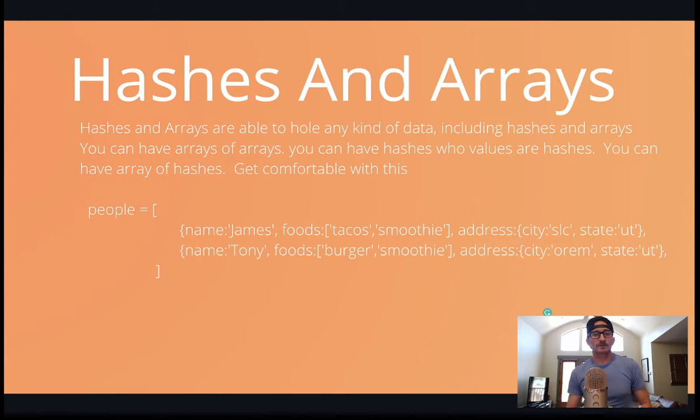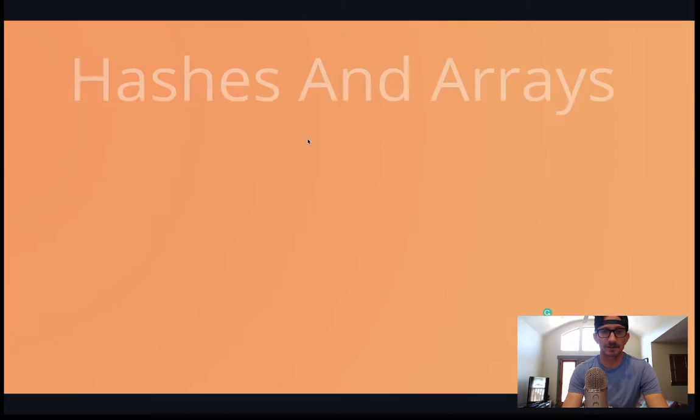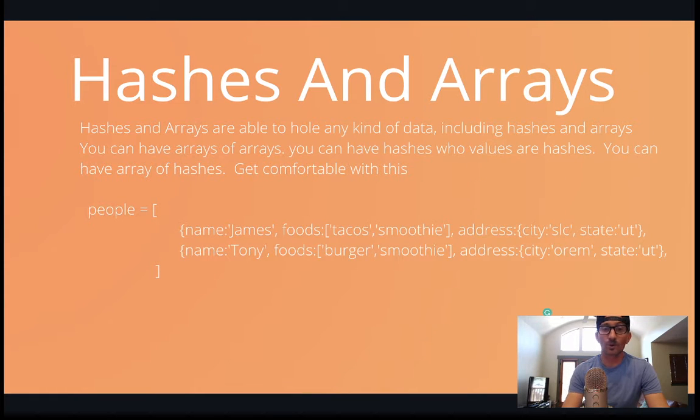Okay, so hashes and arrays are able to hold, I keep on making so many typos in here, sorry. Did this one kind of quick. Hashes and arrays are able to hold any kind of data, including hashes and arrays. So you can have arrays of arrays. You can have hashes whose values are hashes. You can have an array of hashes. You can have an array of an array of an array of hashes of arrays. I mean, you can just do whatever with this. So get very comfortable with this because this is kind of common.